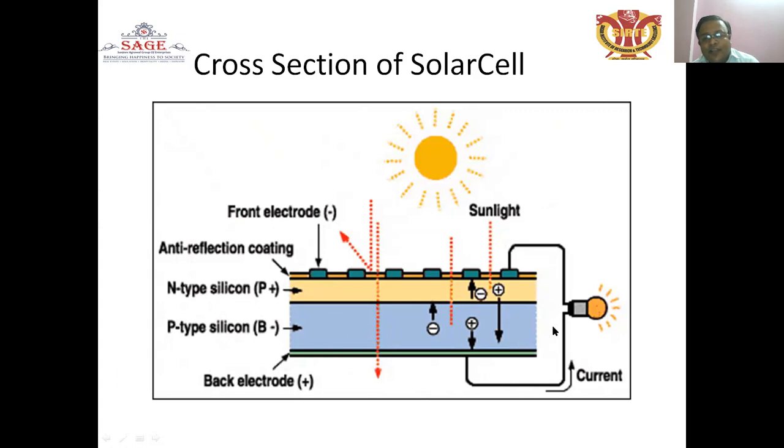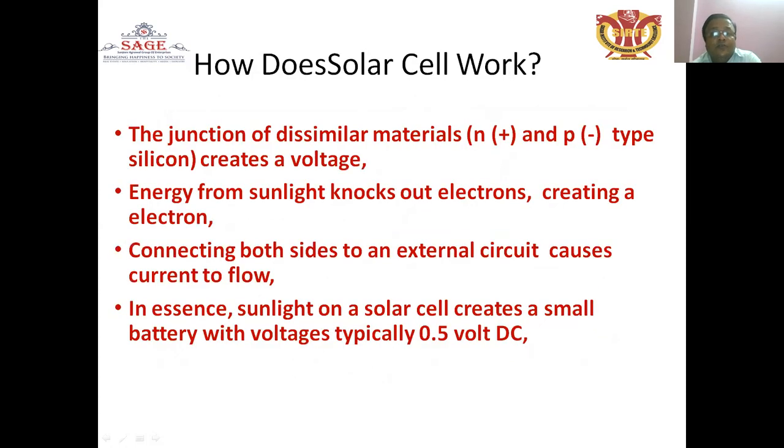After adding the front electrode and the back electrode, and making the P and N type silicon junction, that makes a current. How does a solar cell work? The junction of dissimilar materials, N plus and P minus type silicon, creates a voltage. Energy from the sunlight knocks out electrons, creating an electron flow. Connecting both sides to an external circuit causes current to flow. In essence, sunlight on a solar cell creates a small battery with a voltage typically of 0.5 volt DC.